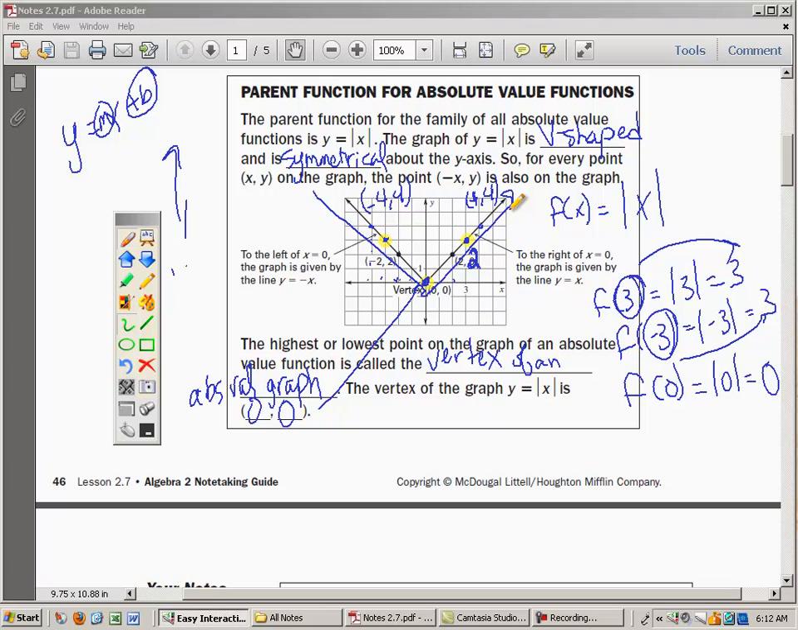All right, so that's the most basic parent function of all absolute value functions. Now, the next piece of this then says, all right, well, that's kind of boring all by itself. Now let's start looking at what happens as we start to do some different things to that graph.